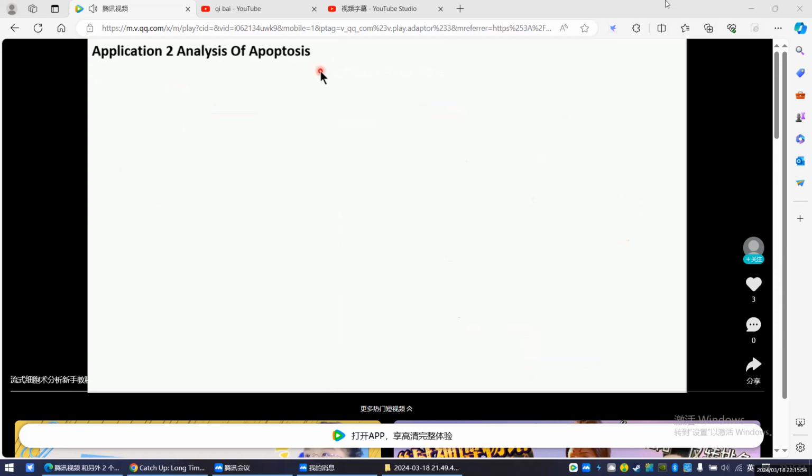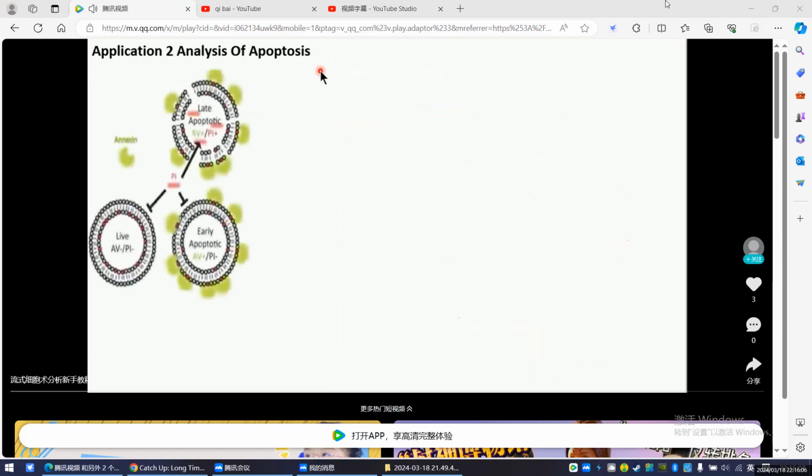Now we see the second interesting application of flow cytometry, that is analysis of apoptosis. Apoptosis is a pathway where programmed cell death occurs. It means apoptosis is one of the cell death pathways, and we can analyze it by using flow cytometry. So let us understand the basic principle of this application.